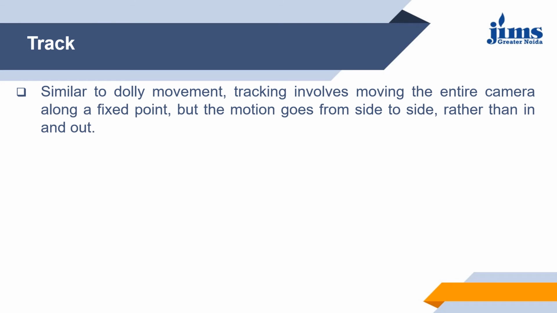Similar to dolly movement, tracking involves moving the entire camera along a fixed point, but the motion goes from side to side rather than in and out. Dolly and track involve the same kind of movement. In dolly, the entire camera is moving, and in track, also the entire camera is moving using a track and a trolley and then a tripod, and the camera is fixed on the tripod. But the basic difference is that in track the motion goes from side to side, either left to right or right to left.